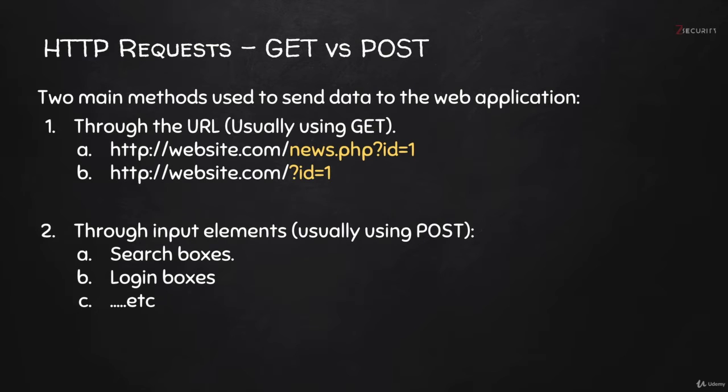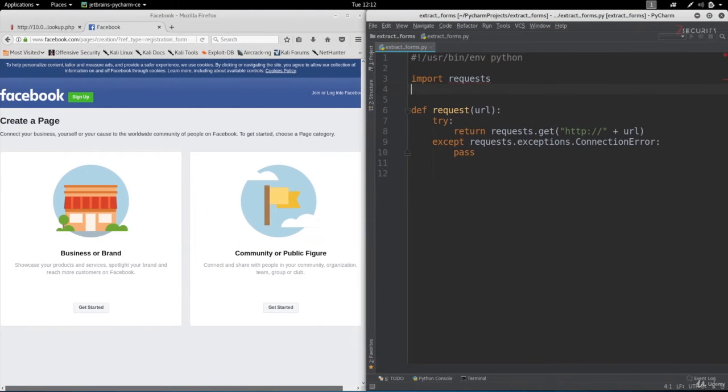The second form of sending data to a web server or to the web application is through input boxes. So we've seen search boxes and checkboxes before on websites, and every time you fill this with data, this data gets sent to the web application. Now, in most cases, in this example, the data will be sent through POST, and therefore you will not see the data in the URL. You only see the data in the URL if it's being sent using the GET method.